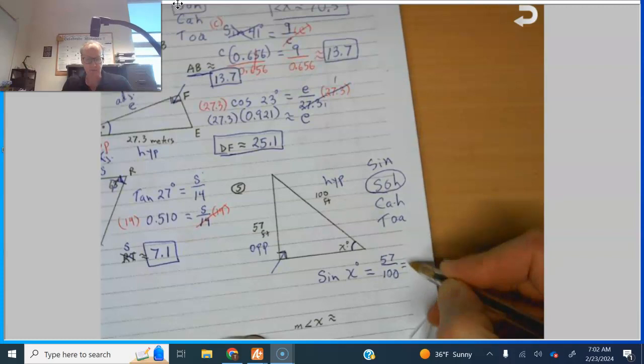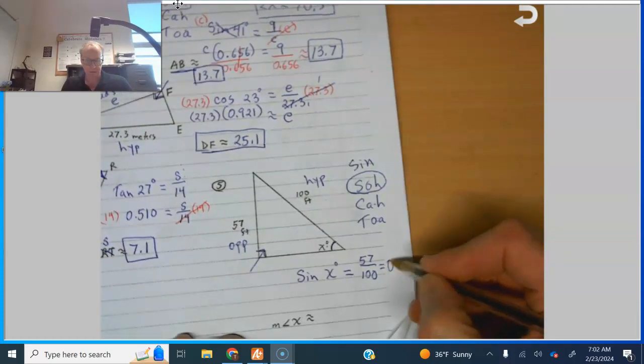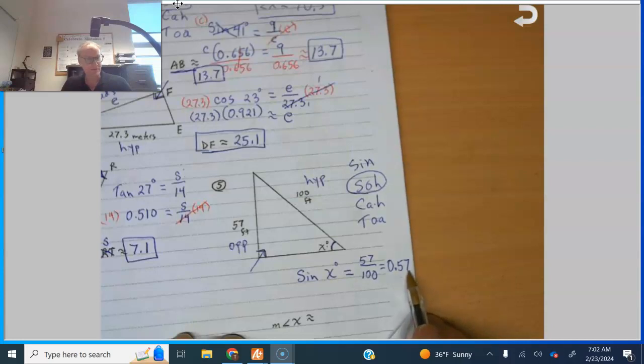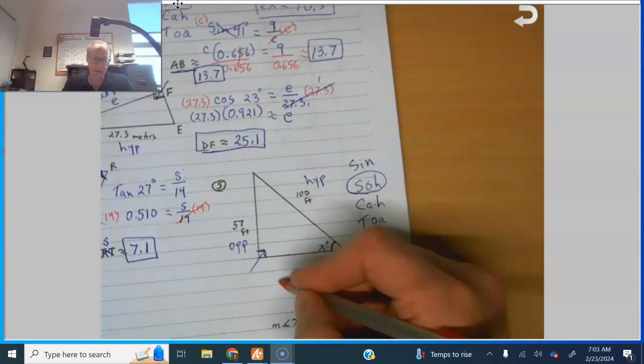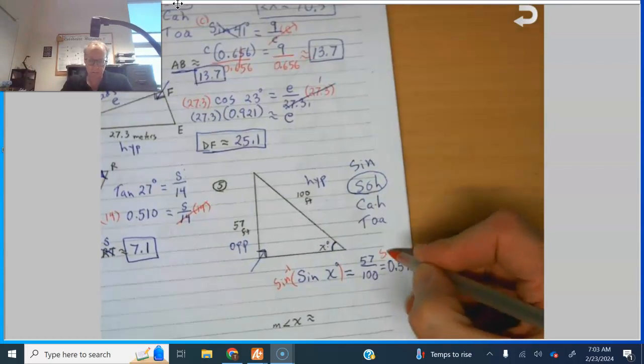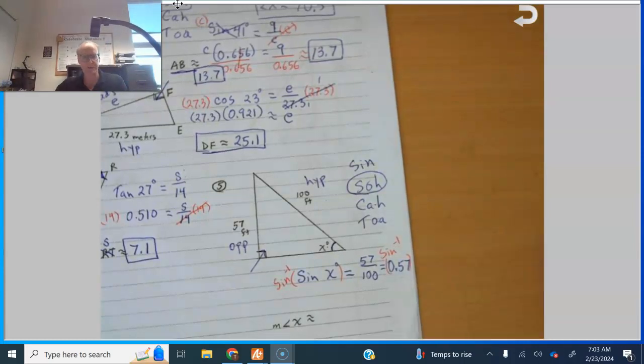Hopefully you know that that is red. 57 over 100, or 57 hundredths, is this. Remember the decimals when you read them? This is 5/10, this is 57 hundredths. Anyway, there it is. I could use a calculator, but I'm hoping you won't. I'm going to look up the angle that has a decimal of 0.57. That is called taking the inverse sine. And I could use my calculator, or I could look it up in the table.